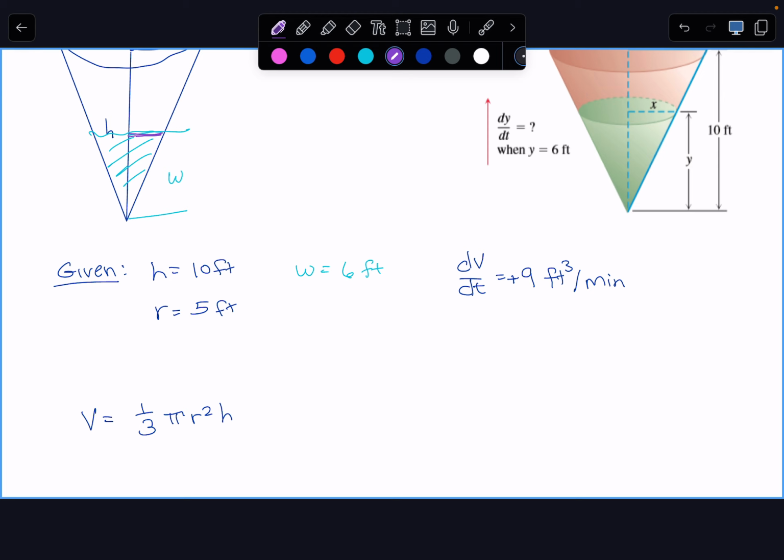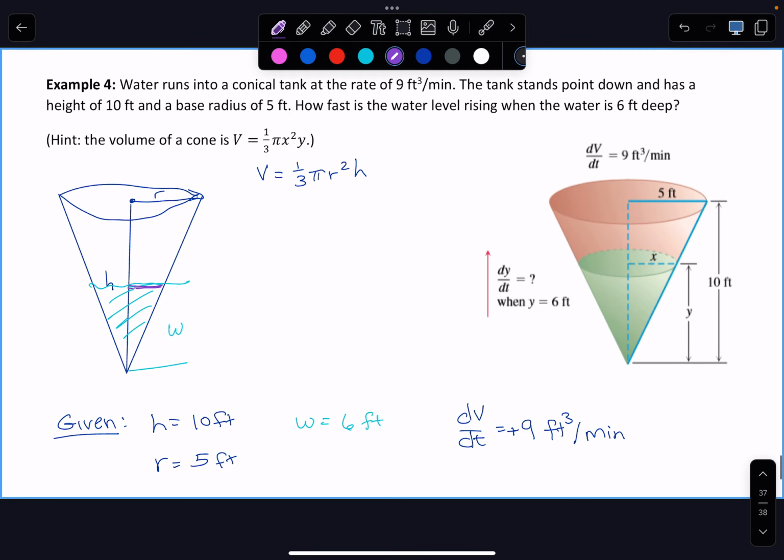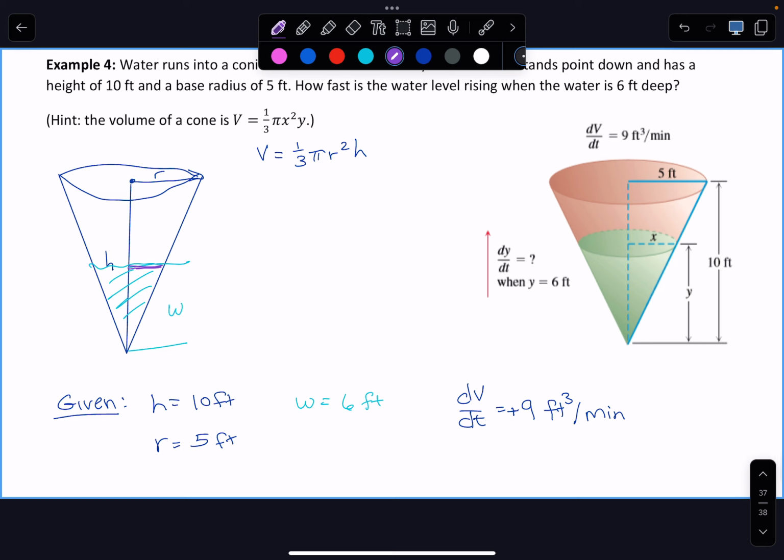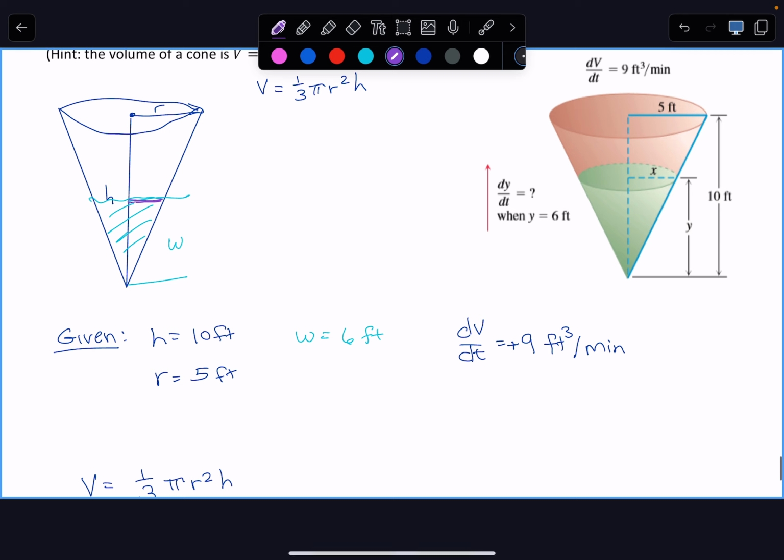Well, I don't have a dr/dt and I don't have a dh/dt. What am I looking for? So let's go back. What am I looking for? How fast the water level is rising when the water is 6 feet? Right, I want dW/dt. Good. So I'm looking for how fast the water's rising at that point when it's 6 feet.